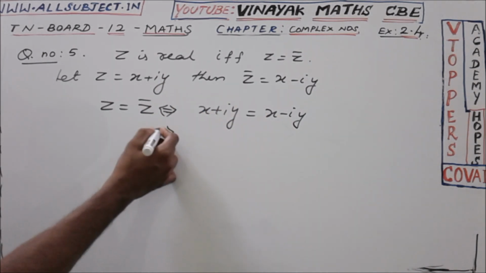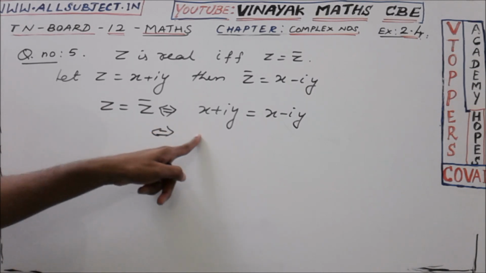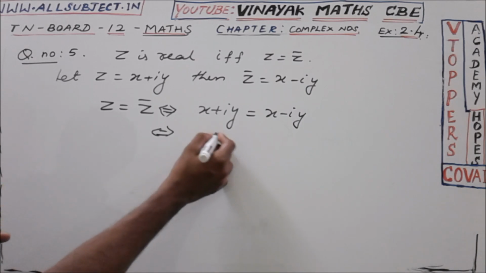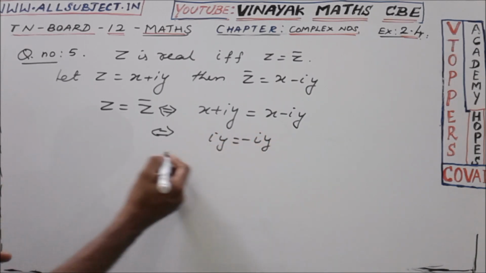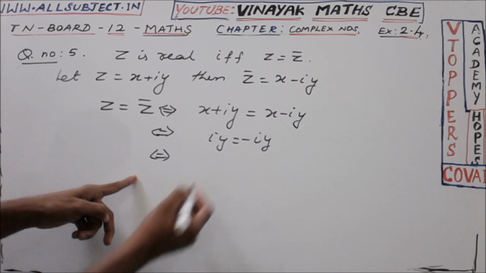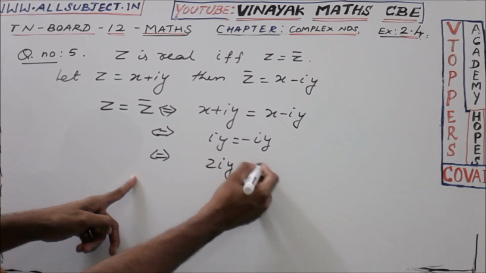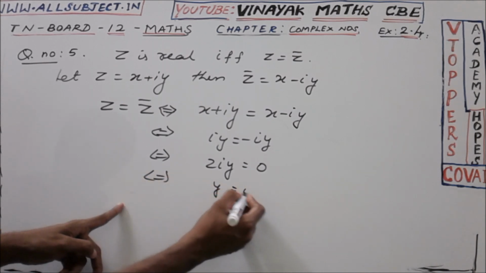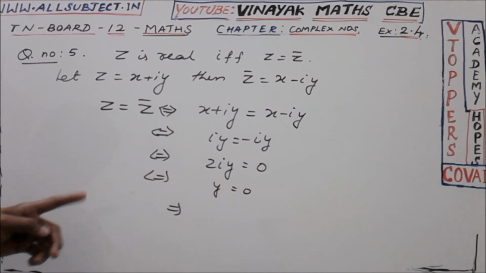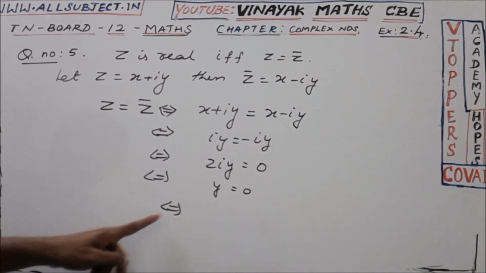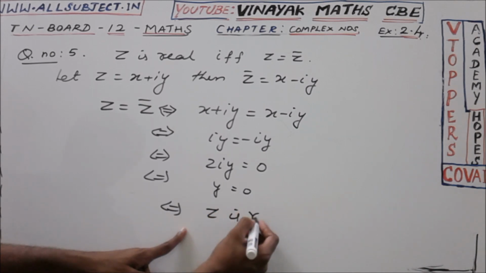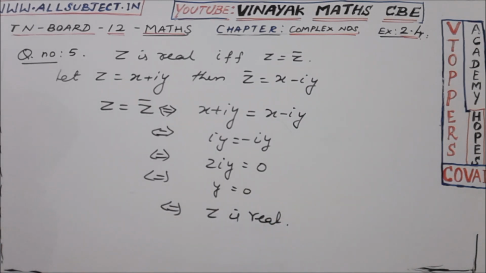If and only if z equal to z bar, then we can simplify this as iy equal to minus iy. If and only if z equal to z bar, 2iy equal to 0. If and only if y equal to 0, which implies z equal to z bar if and only if y equal to 0 means that z is real, therefore z is real.